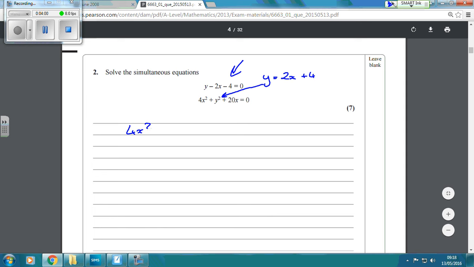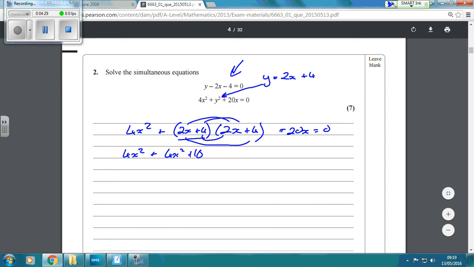So we've got 4x squared plus 2x plus 4 squared plus 20x equals 0. Now, as I've said many, many times, if ever you've got a bracket squared, you need to get rid of the squared and just write the bracket out twice. And then again, just like the last question, use the smiley face method to multiply that out. So by doing that, 4x squared plus 16, and you add both those as plus 8x plus 8x. It's going to be plus 16x plus 20x equals 0.